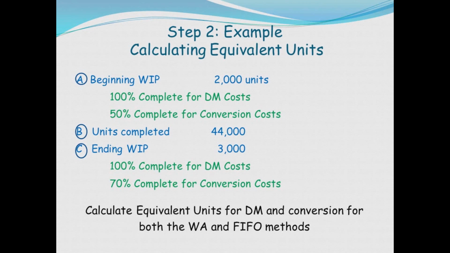Right. Like just going down to this one, for instance, conversion. So this would be 44,000 plus percentage C for conversion. So it'd be 70% times 3,000, plus 44,000. Right. Minus percent A, for conversion, 50% of 2,000. Perfect.